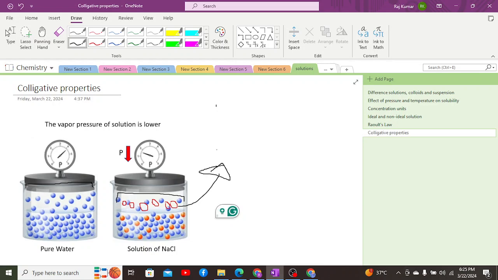As a result of less evaporation occurring, there would be less condensation occurring. As a result of less condensation, there would be less vapor pressure, so the lowered vapor pressure would be less than the vapor pressure of the pure component or the pure solvent, water. As a result, there is always a lowering in vapor pressure whenever a solute is combined with a volatile solvent. Whenever a non-volatile solid is combined with a volatile solvent, it gives us a solution which has lower vapor pressure than the pure solvent.